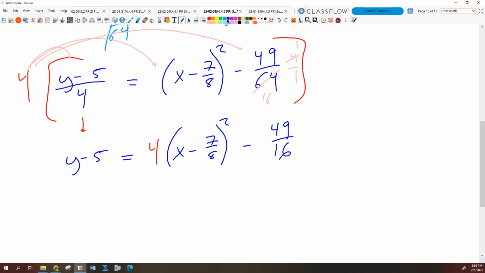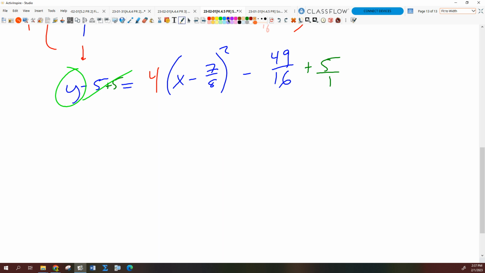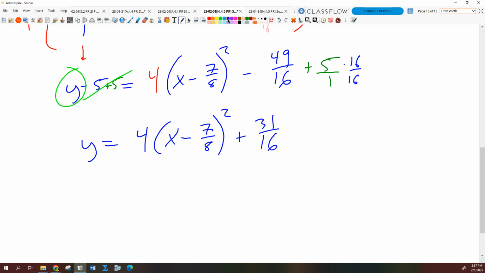That's it, add 5, right? So if we add 5, those guys cancel. I isolated my y, and I got my answer. I got y equals 4 times the quantity x minus 7/8 squared. And then here I'm going to have to multiply top and bottom by 16, so I'm going to get 80 over 16. Negative 49/16 plus 80/16 is 31/16. And we're done.